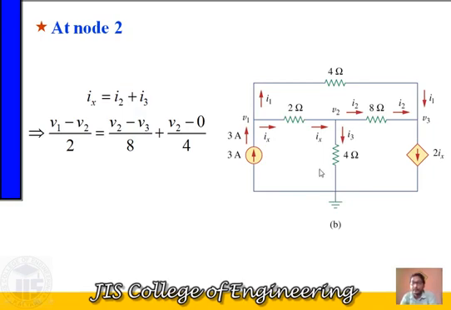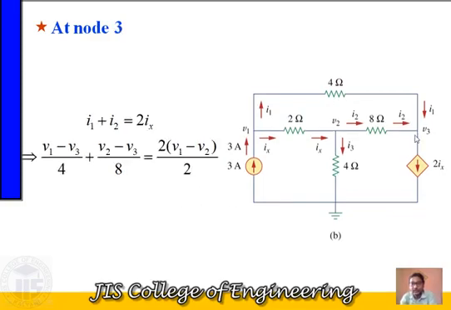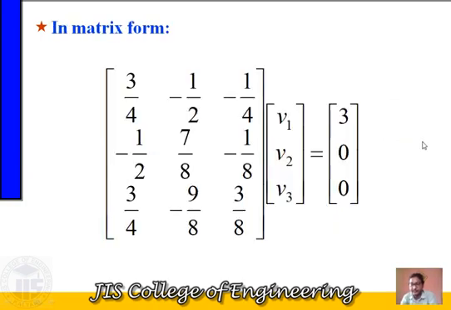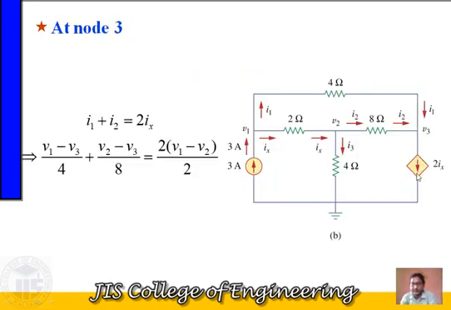Similarly, we have to go for node 3. So let's go for node 3. How many branches are there? 3 different branches are there. What are the currents? The currents are I1, I2 and 2Ix. Which current is going into the node? I1 current is going into the node, I2 current is going into the node, and the 2Ix amount of current is going out from this node, right?